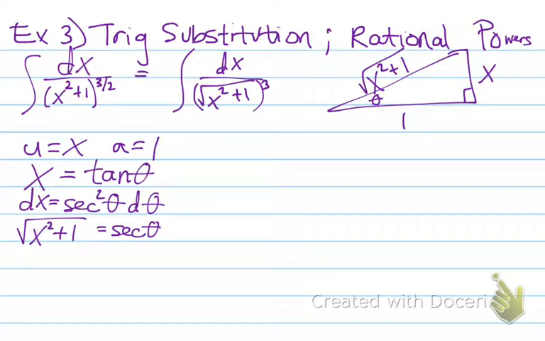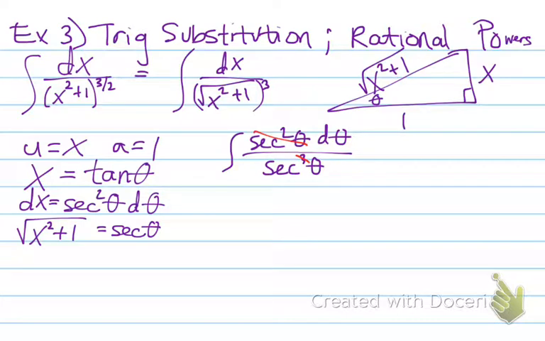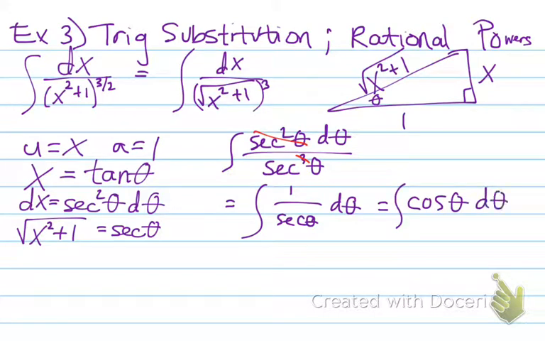From here, if we plug everything in, we have the integral of dx, so secant squared theta d theta, divided by the square root of x squared plus 1 cubed, so secant theta cubed. So 2 from the top cancel with 2 from the bottom, and I'm left with 1 extra secant in the bottom. So that equals the integral of 1 over secant theta d theta. 1 over secant is the same thing as cosine theta, so I have the integral of cosine theta d theta. The integral of cosine of theta is sine theta plus c.